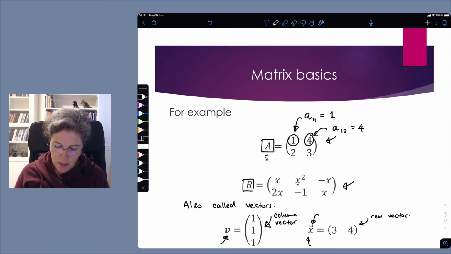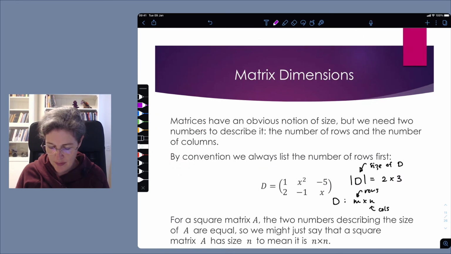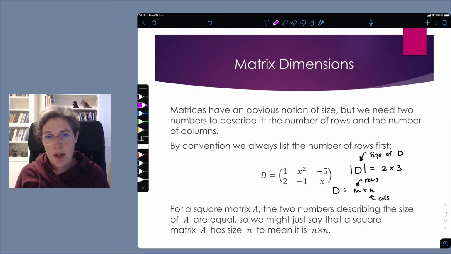So that was why when I was talking about entries in our matrix A, I always first gave the row and then I gave the column. And again over here, row first, then column. Obviously, if you're talking about a square matrix, a matrix that has the same number of rows and columns, then the two numbers are the same. And so often if we're talking about a square matrix, we'll just say that it has size n to mean that it has size n by n. So if someone says the matrix has size n, you know that you're dealing with a square matrix, a matrix with the same number of rows and columns.